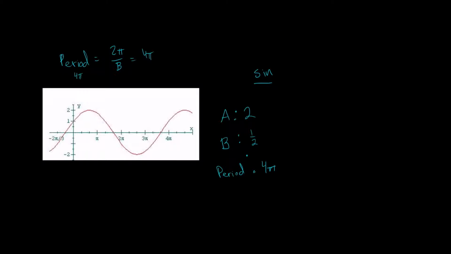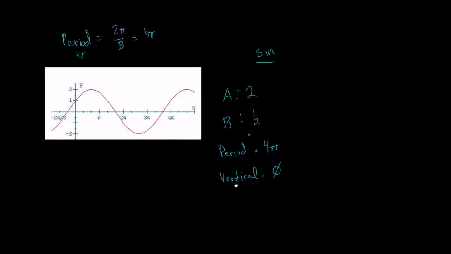Okay, great. Now let's look at our horizontal and vertical shift. If I look at vertical first, then my vertical shift, well, I go up 2 and down 2 from the middle, which means it's symmetrical. So I take the middle point of that, which is 0, which means we haven't gone up or down at all. So I have no vertical shift.